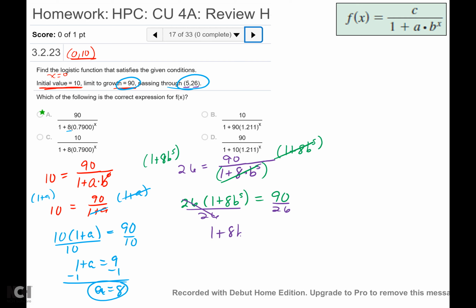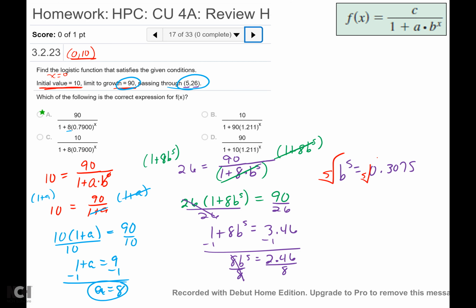And I get 1 plus 8b to the 5th equals 90 divided by 26, which is 3.461, and so on. Subtract 1. I get 8b to the 5th equals 2.46. Divide by 8. I get b to the 5th equals 2.46 divided by 8, which is 0.3075. Take the fifth root of 0.3075, and that is 0.789894, and so on.